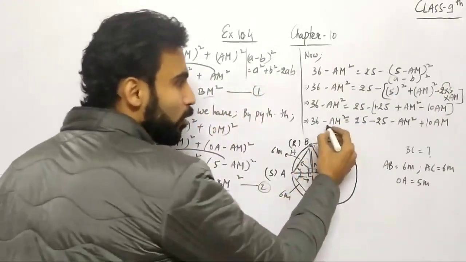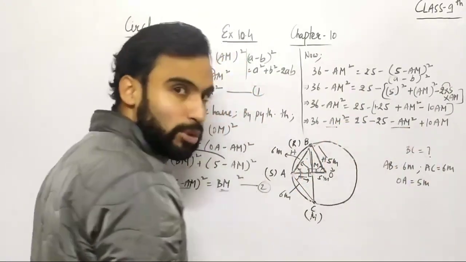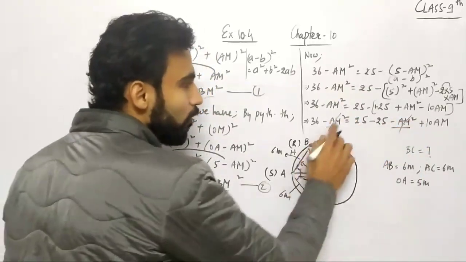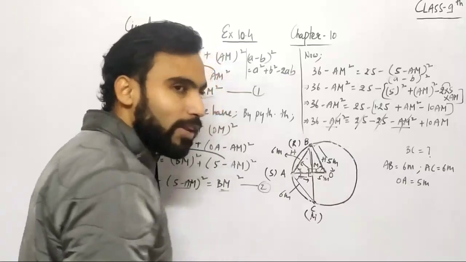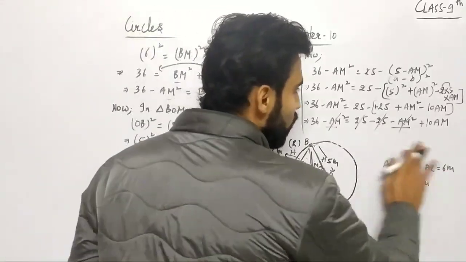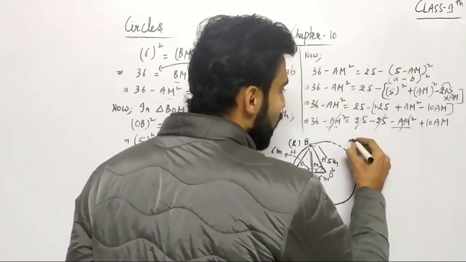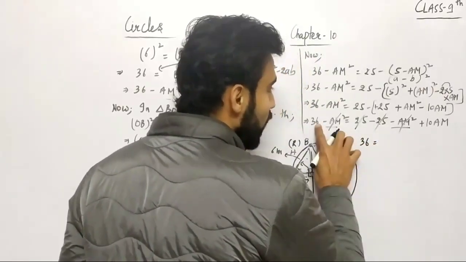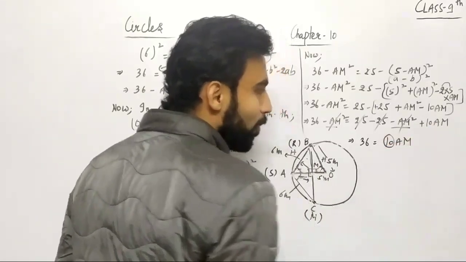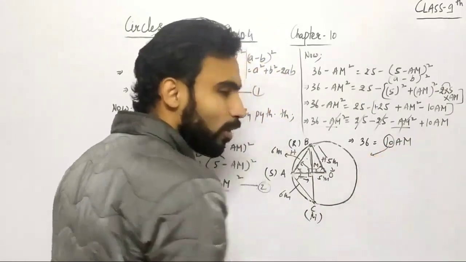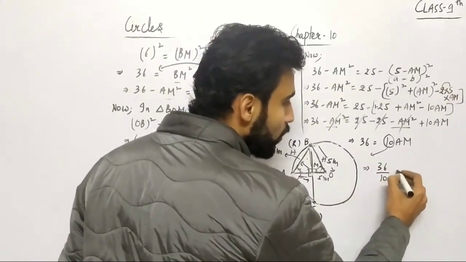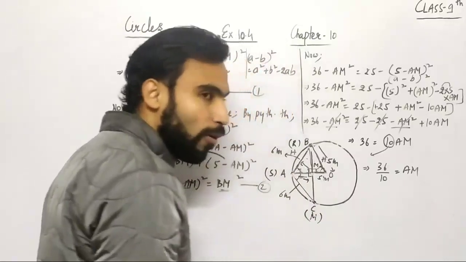Now here if you look carefully, minus AM square and minus AM square are both the same, on the opposite sides they will cancel out. So you can see further 25 minus 25 is also 0. So what is left with us, let me just rub this here. So that will be 36 is equal to 10 AM, right? Now here, 10 is multiplied with AM, so I will shift it to the division of 36. So that will be 36 upon 10, that will be the value of AM, right?